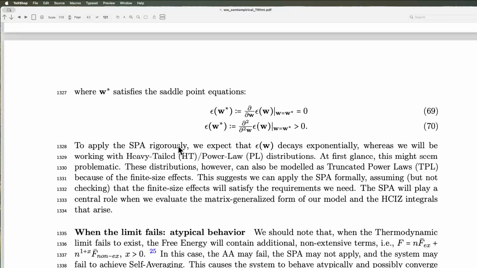So to apply the SPA rigorously, we expect that epsilon decays exponentially. This is important. The error decays exponentially, whereas now we're going to be working with heavy-tailed distributions. So it's not totally obvious that things will decay exponentially. At first glance, this might seem problematic. These distributions, however, can also be modeled as truncated power laws because of finite size effects. This suggests we can apply the SPA formally, assuming but not checking that the finite size effects will satisfy the general requirements. The SPA will play a central role when we evaluate matrix generalized forms of the HCIZ integrals.